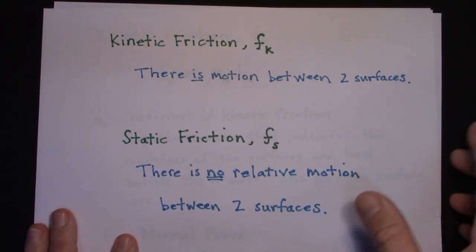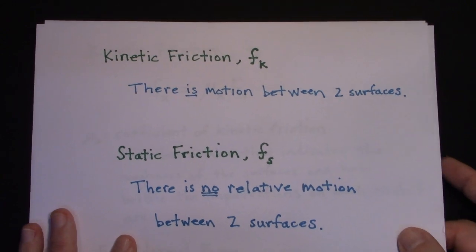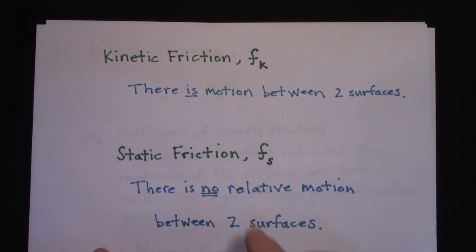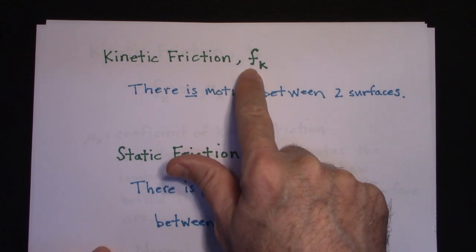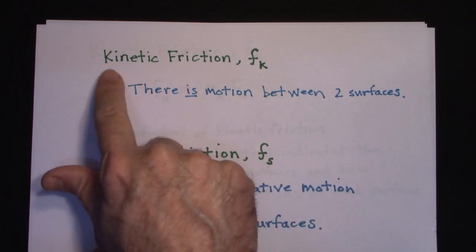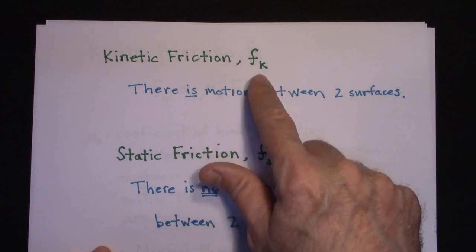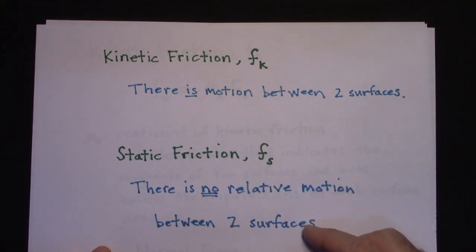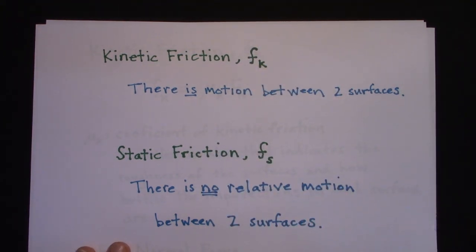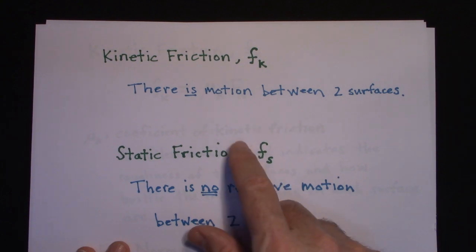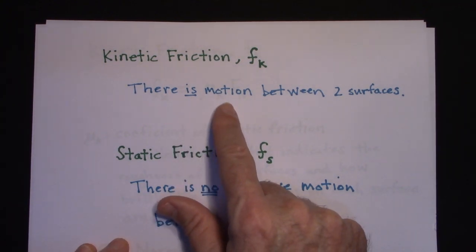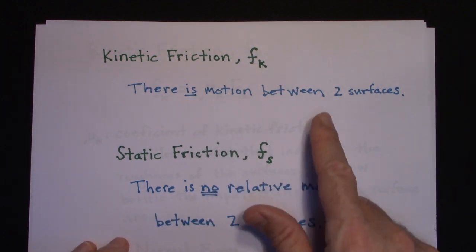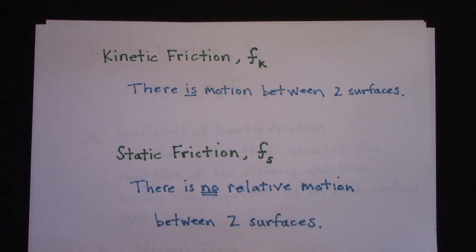Okay, so kinetic force of friction is a force that occurs between two surfaces. We're going to designate it with a lowercase f sub k. The k is for kinetic friction, and some books use a capital F. Just depends on what your teacher wants to use. And this is for friction where the two surfaces involved are in motion relative to each other, so they're sliding over one another.